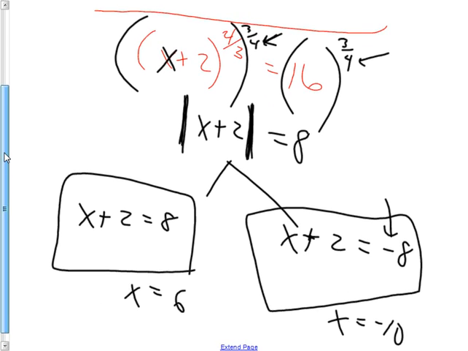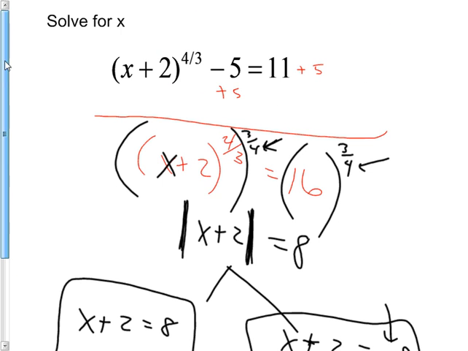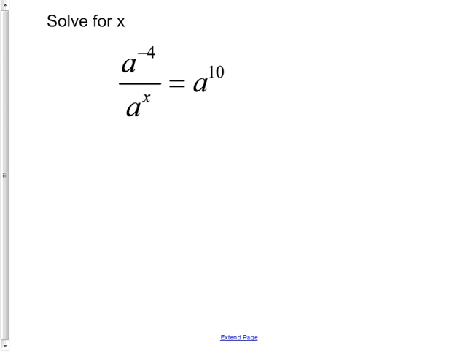Anyway, that 6 and that negative 10 might fail. But I checked it last hour. I can tell you they don't fail. They work. So, all right. Any other questions about this one? Okay. Moving on to this.